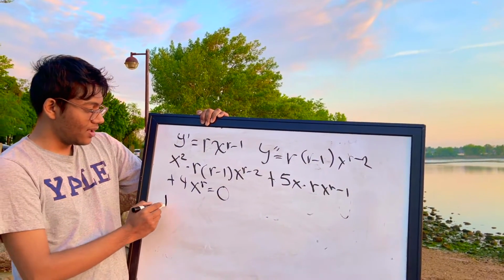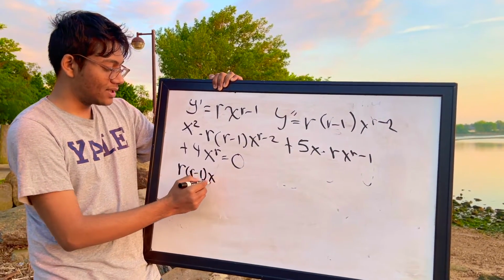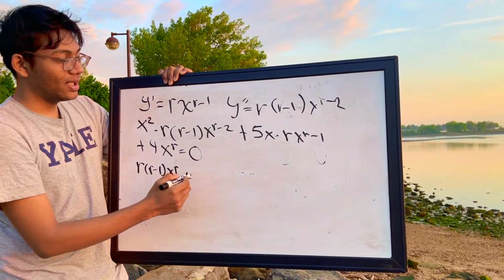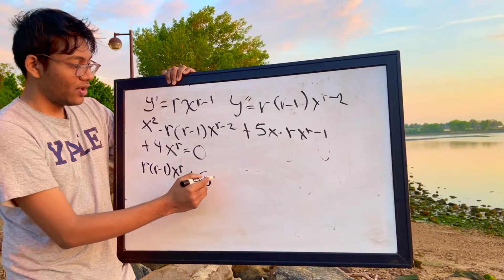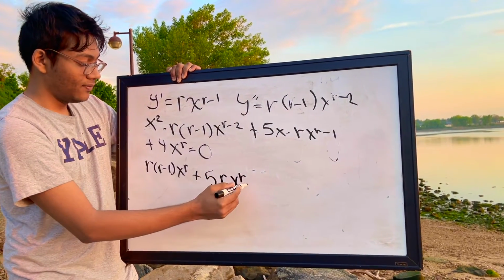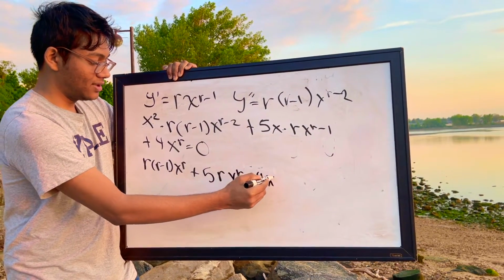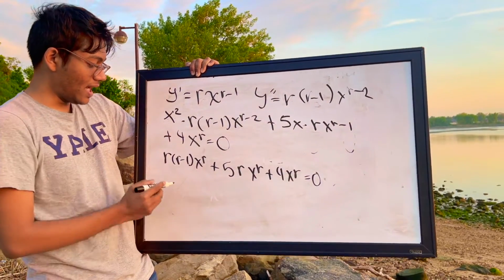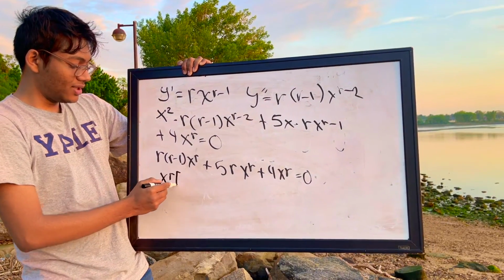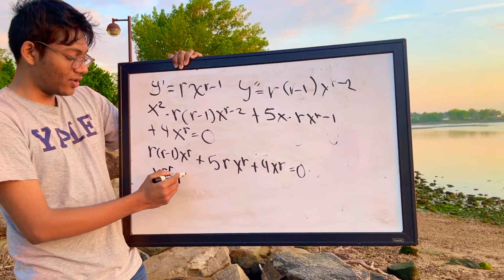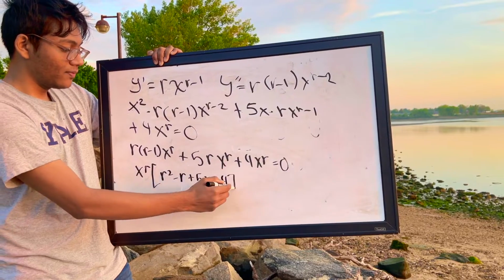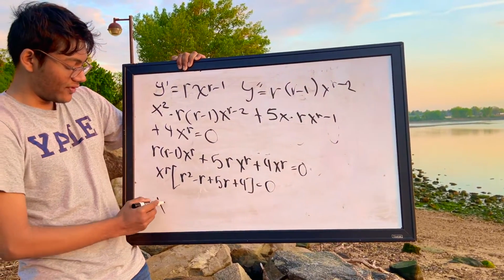So now let's simplify this. That's very easy. r times r minus 1 x to the r plus 5r x to the r, because there's a plus 1 up there, so it cancels out. And then finally, plus 4x to the r is equal to 0. Now I can factor out an x to the r. So I'm going to get r times r minus 1, which falls out to be r squared minus r, plus 5r plus 4 equals 0.